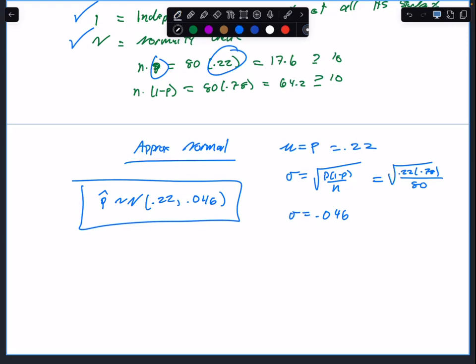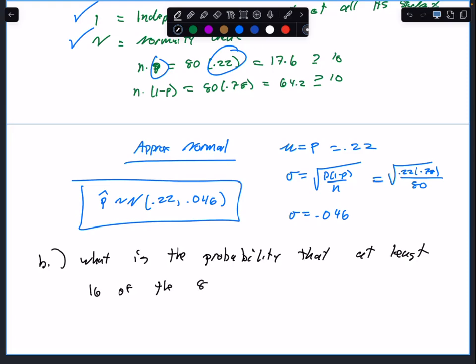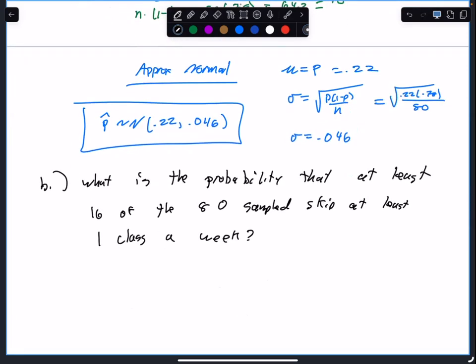B. What is the probability that at least 16 of the 80 students sampled skip at least one class a week? So I sample 80 students. What's the chance that at least 16 of them say, yeah, I skip at least one class? What's the probability that at least 16 of them are going to say yes?